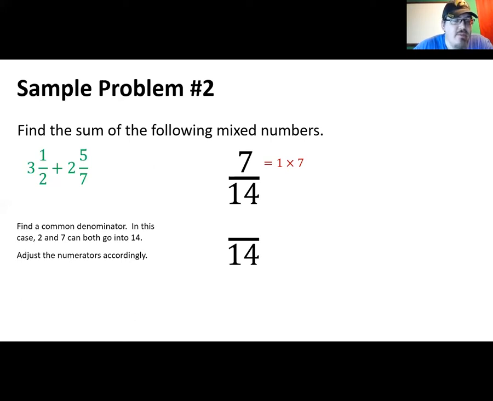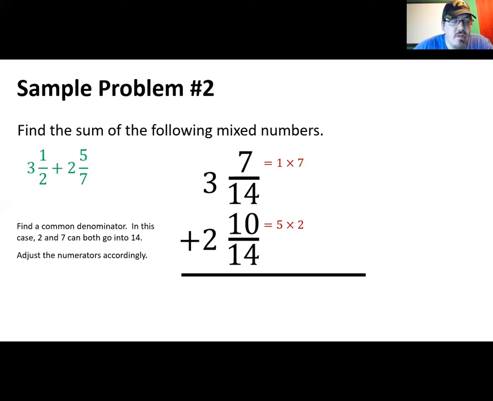And then we do the same thing for the second fraction. 7 times 2 is 14, so 5 times 2 gets us 10. So 10/14 is equivalent to the original 5/7. Here we just focused on the fraction portions of the mixed numbers. The whole number pieces just kind of tag along, so we're not really changing those or messing with those at all.